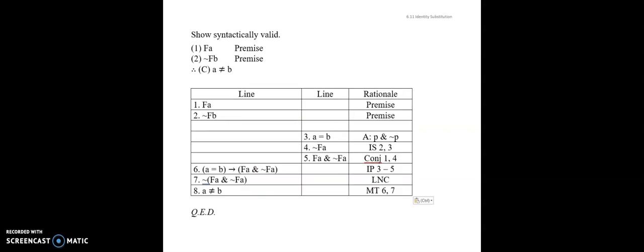Let's see if we can't look at another example like that and some more advanced cases. We'll just have to spill into another video because we are running low on time. So look for the third video, 6.11c on identity substitution. See you there.